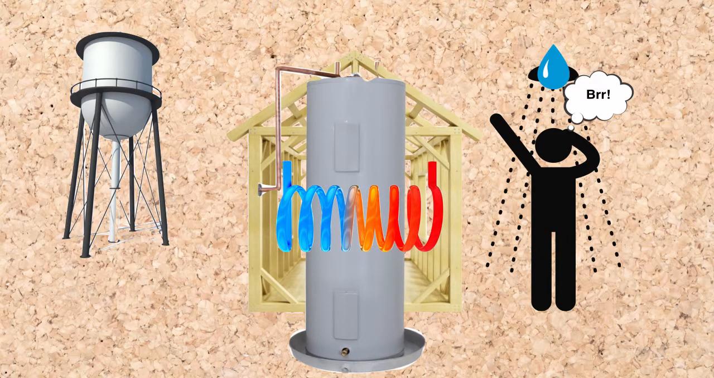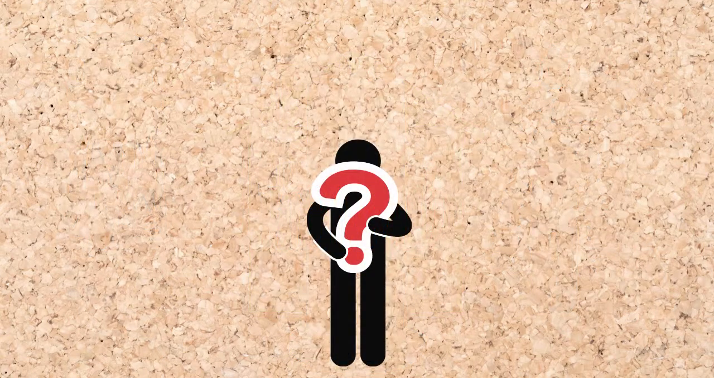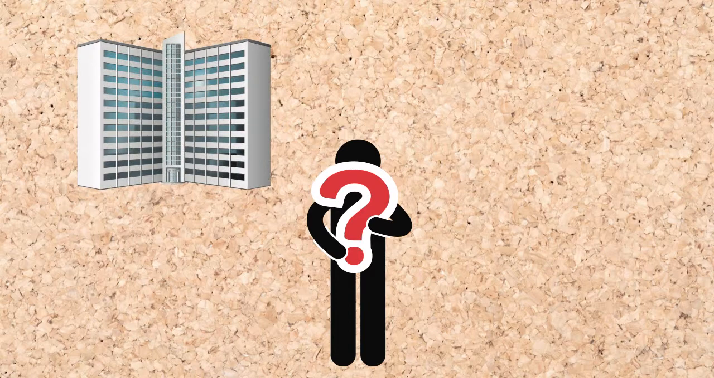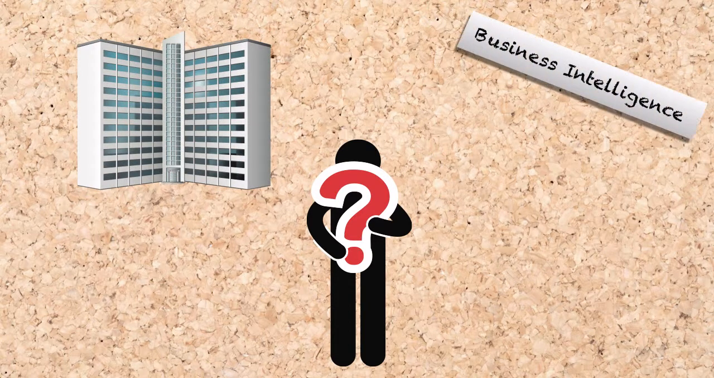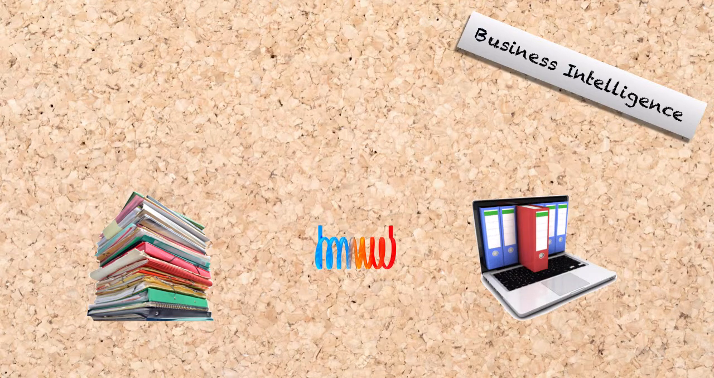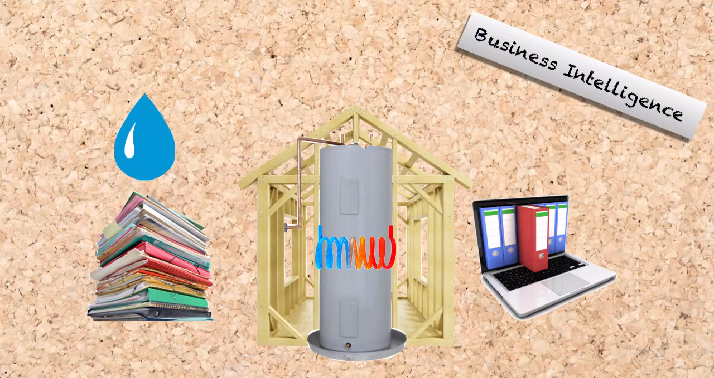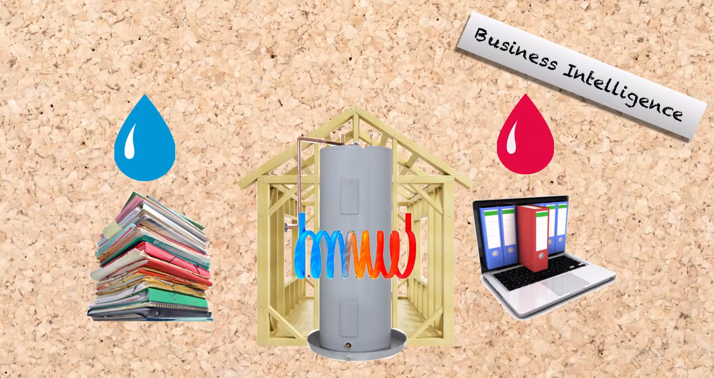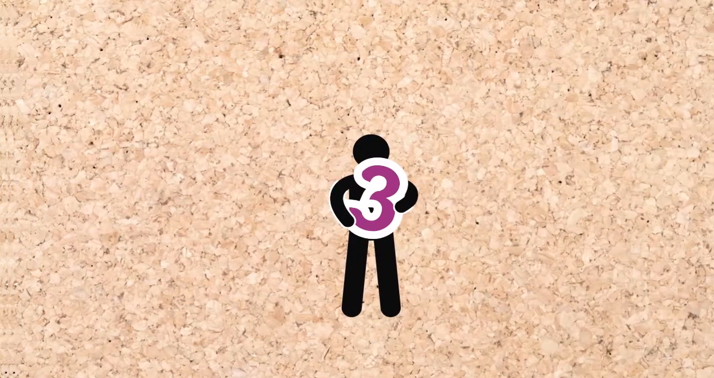So, what does the hot water heater have to do with technology? Well, many companies are now utilizing business intelligence, commonly referred to as BI. BI is a process of transforming raw data through special analysis into useful information. Both BI and the hot water heater take something that isn't useful on its own and transform it into something that is useful. On to the third layer.